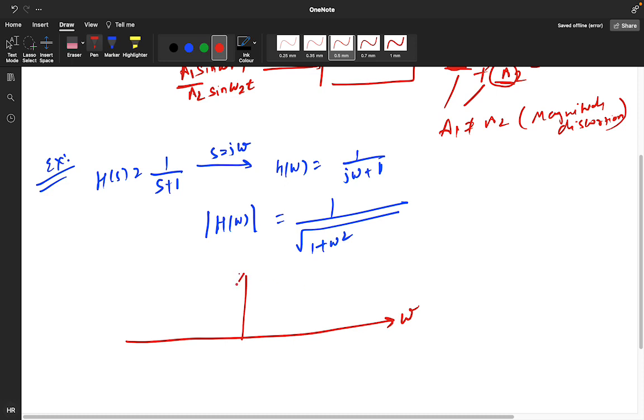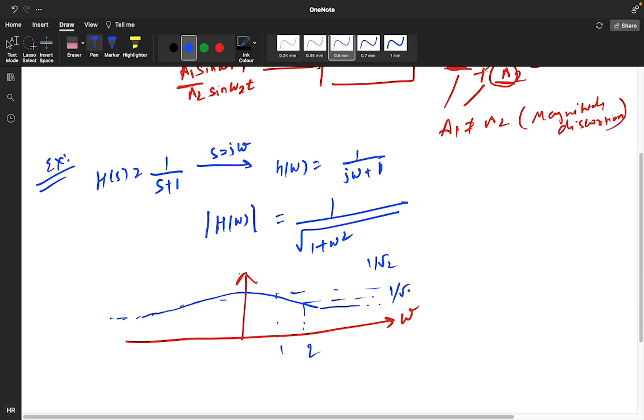This is omega, and you are getting a response like this. When the omega value is 1, you are getting 1 by root 2. When the omega value is 2, you are getting 1 by root 5. So this is one example: H of s is equal to 1 by s plus 1, s is equal to j omega, and the magnitude will be 1 by root under 1 plus omega square. So the magnitude depends upon the frequency. At a different frequency you are getting a different value, so that is the meaning of distortion.